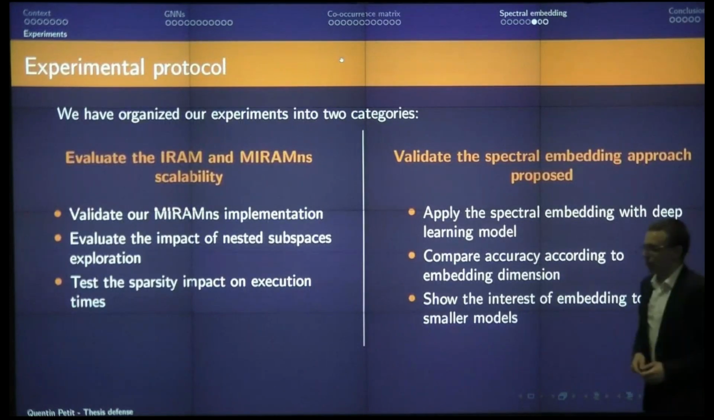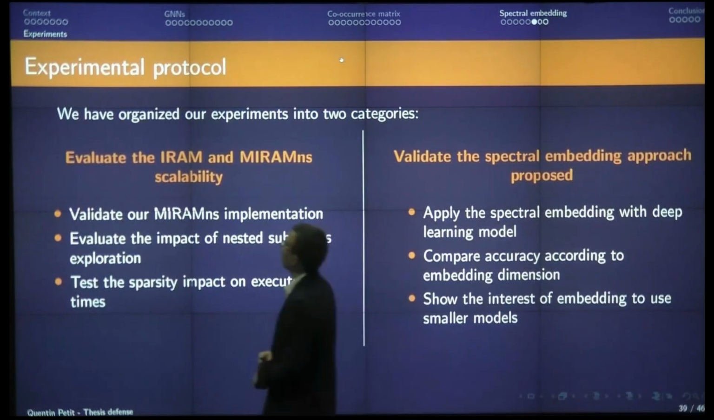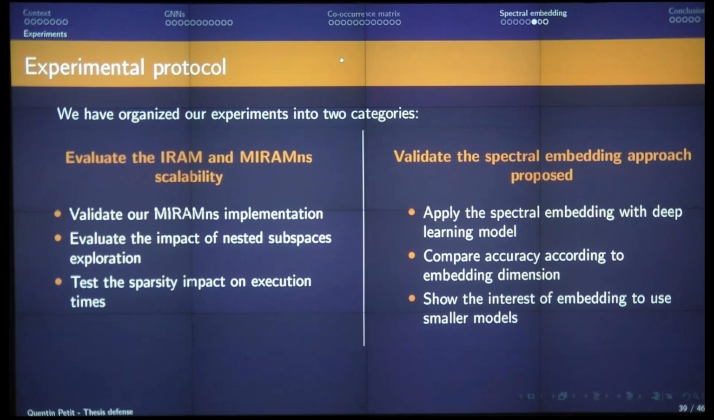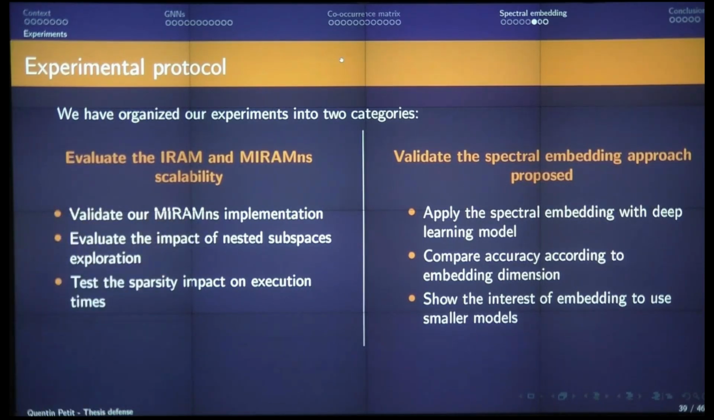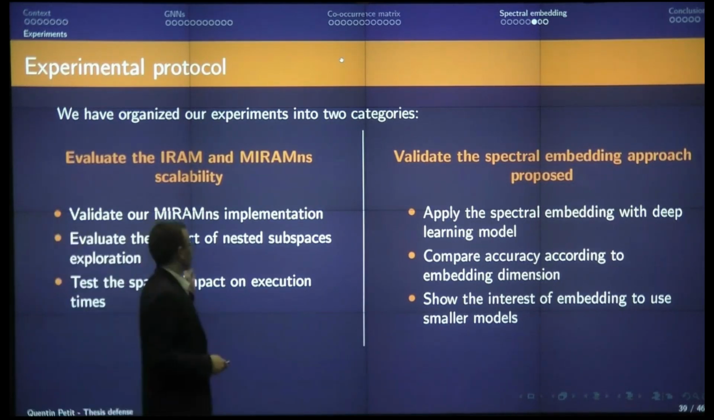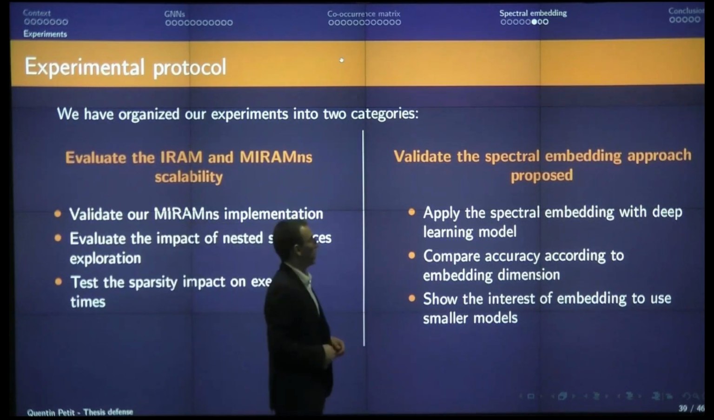Okay, to experiment with this proposition, we will separate our experiment into two main parts. First, we will evaluate the IRAM and Miramenes scalability. For that, we will use sparse and dense matrices and see the impact of each method on the execution time, as a function of the size of the model and of the parallel environment, the number of cores used to find the dominant eigenvectors.